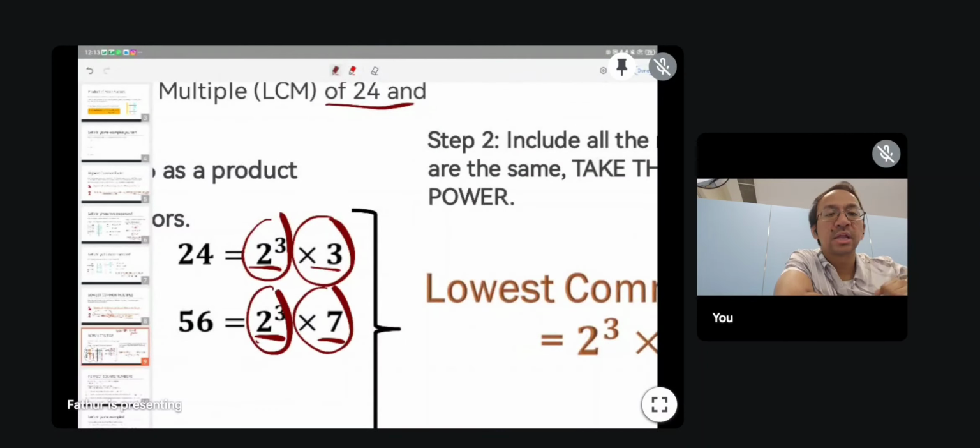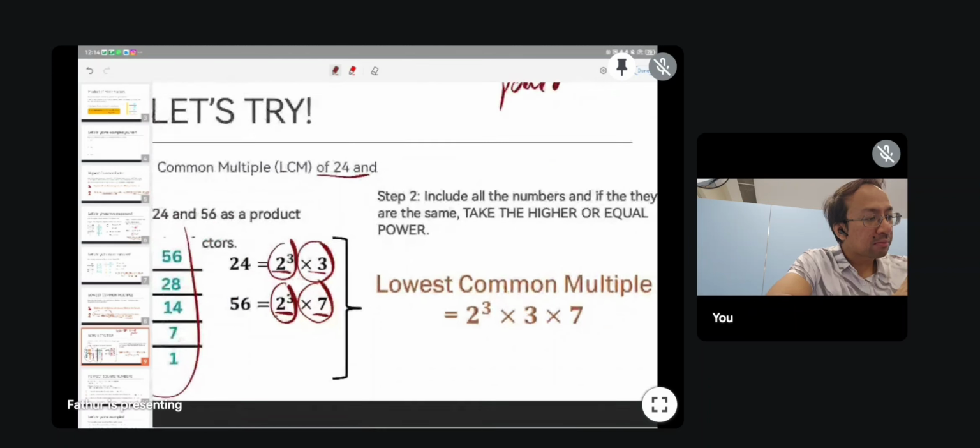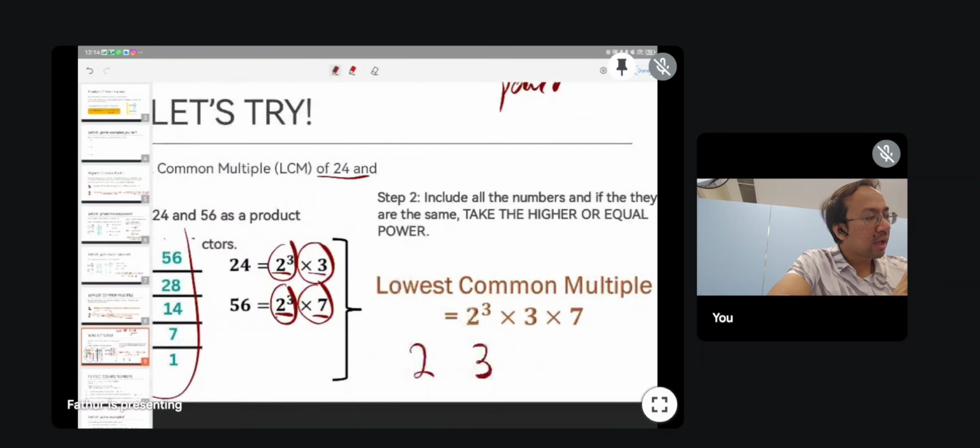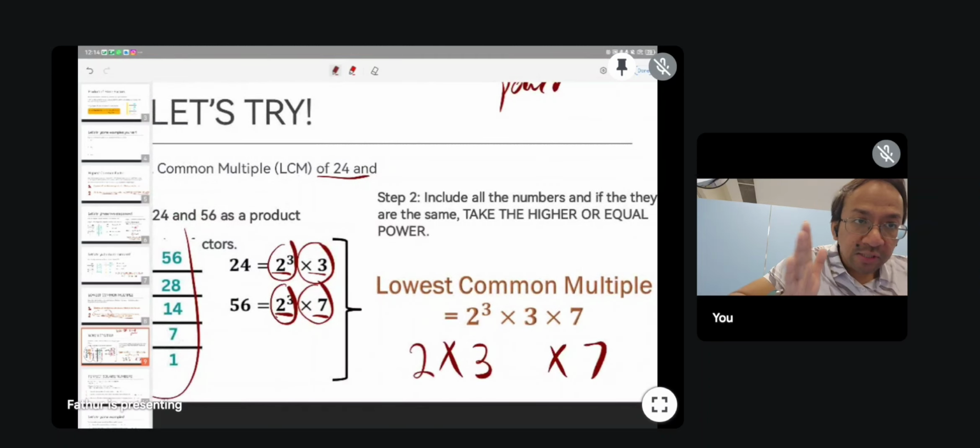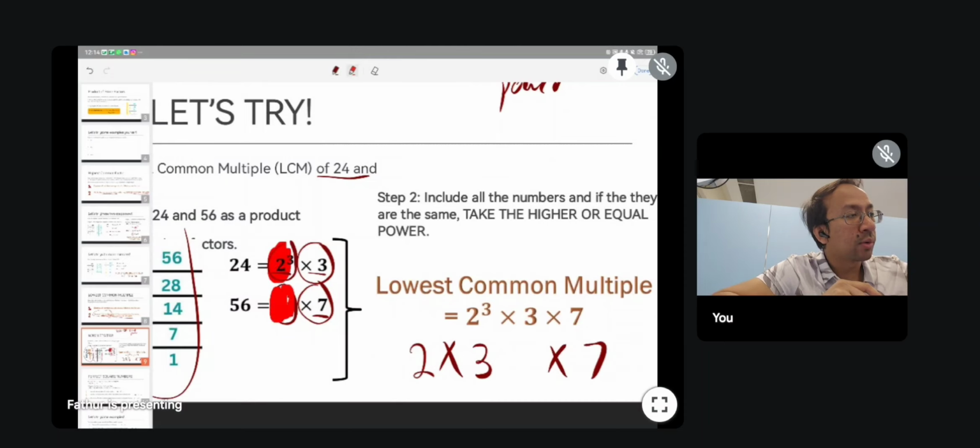I see number 2. I see number 3. I see number 7. You don't repeat the 2 because 2 has repeated. You just take the number only. The power is put later. So basically, I have number 2, number 3, number 7. First of all, list out all the numbers. Then look at the common numbers. So where's the common number? Number 2 is the common one.